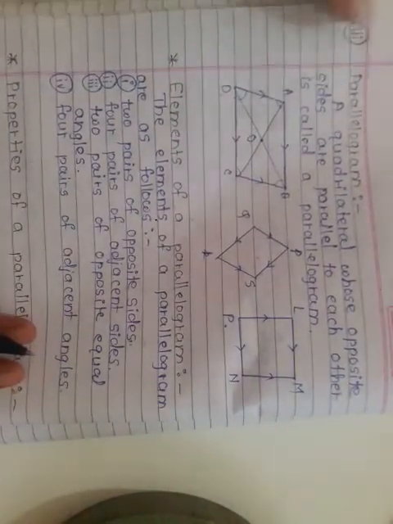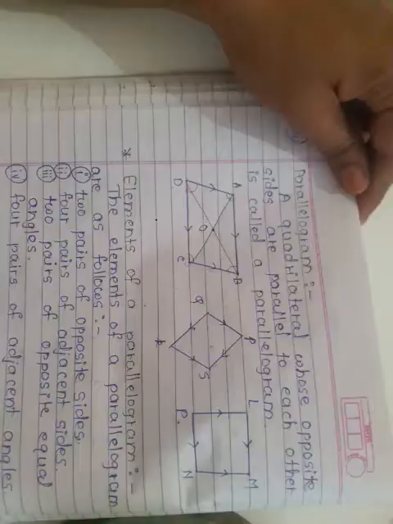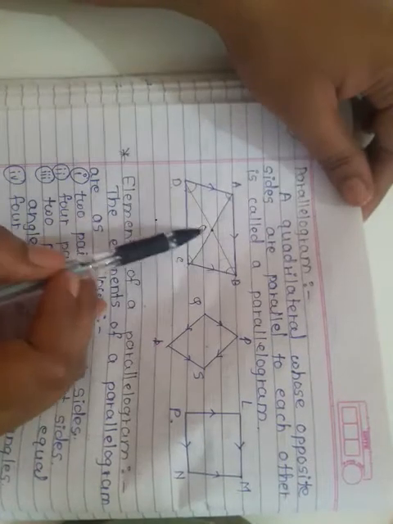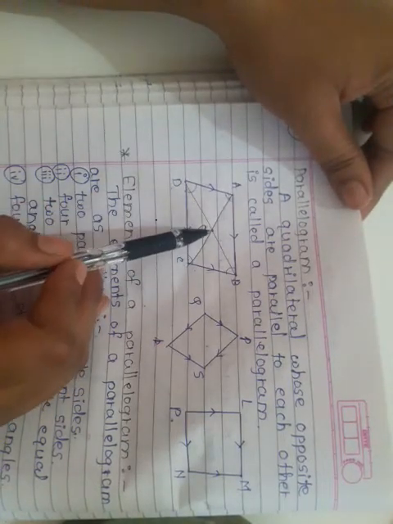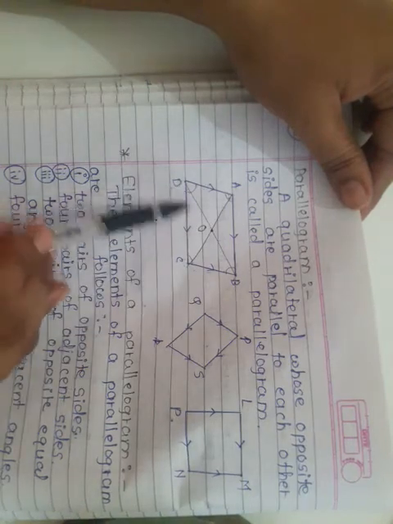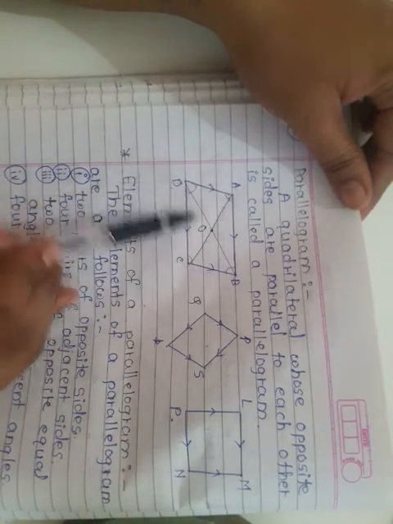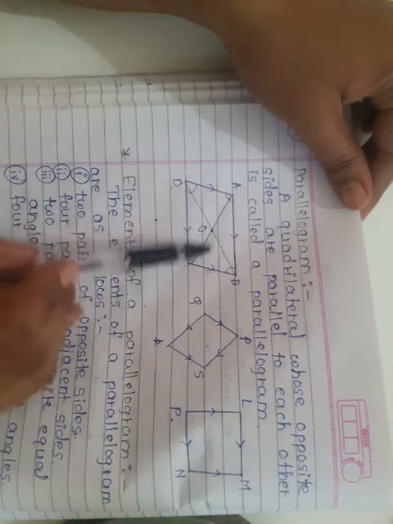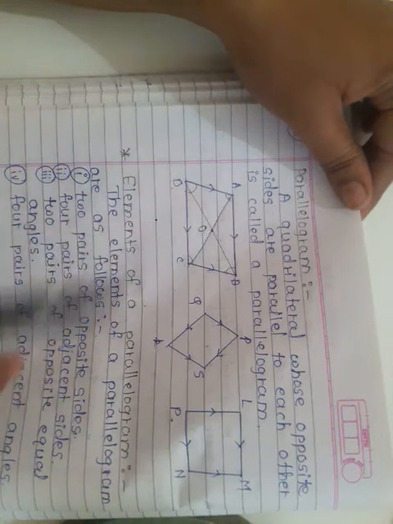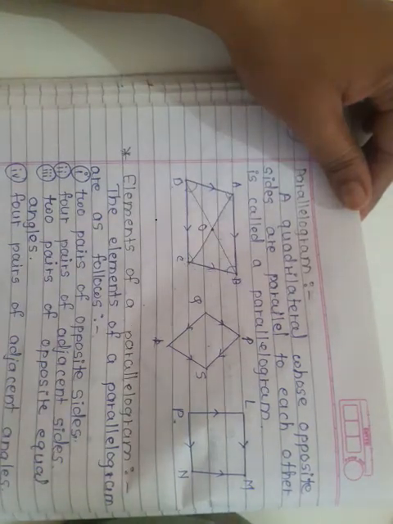So this is all about kinds of quadrilaterals. If we draw these diagonals and O is the point of intersection, then BO is equal to OD, and AO is equal to OC. So this is all about the kinds of quadrilateral.